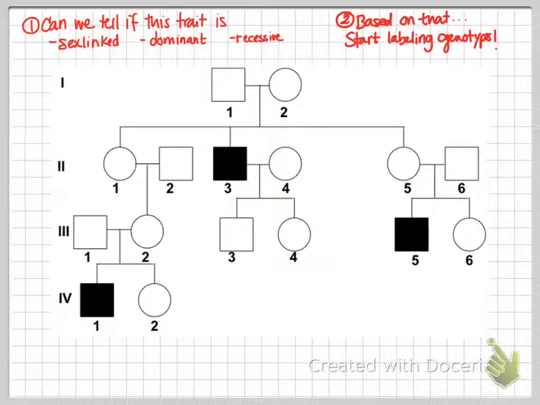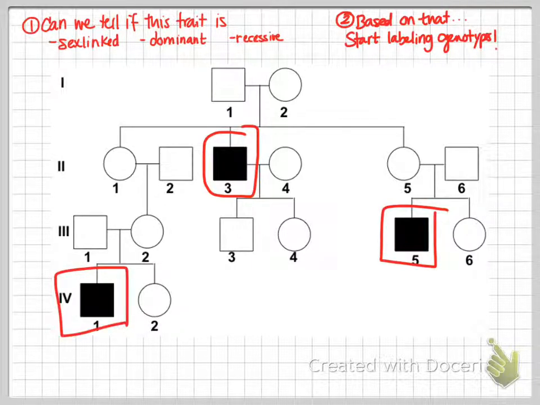First of all, I see that there's no one affected in the first generation. And then in the second generation, we have a male affected, no females. In the third generation, I have a male affected. And in the fourth generation, I have a male affected. While it's possible that this condition might not be sex-linked, it seems awfully unlikely that a condition would only affect males in 4 generations and not be sex-linked. So let's go ahead and proceed assuming that it is in fact sex-linked, and let's try labeling some genotypes.